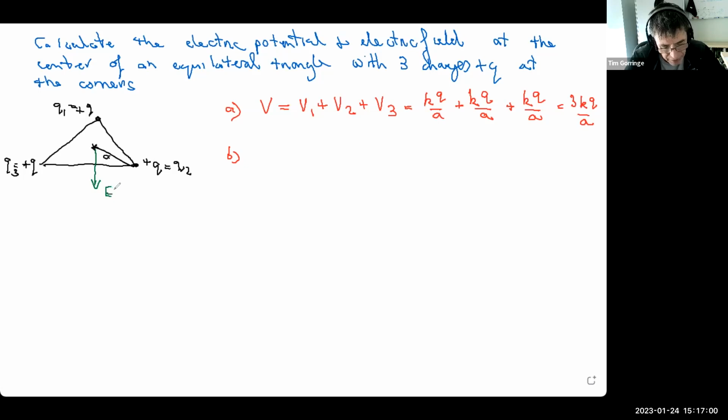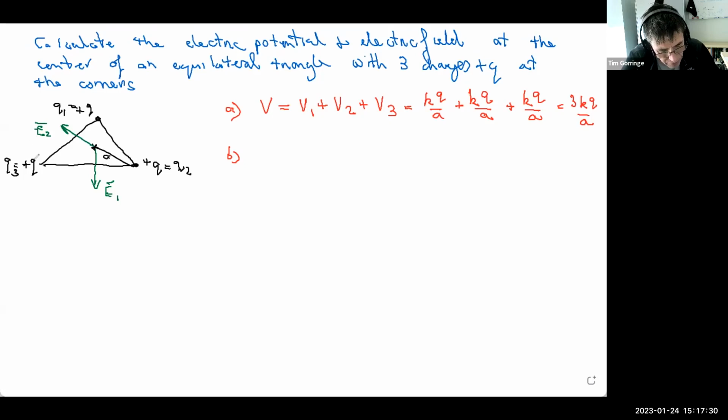I'll label that E1. The field due to Q2, it's both to the right and below the field point. The electrical field created by charge Q2, I'll call it E2, looks like this. It's pointing away again from that charge located at this corner, the right-hand corner of the triangle.